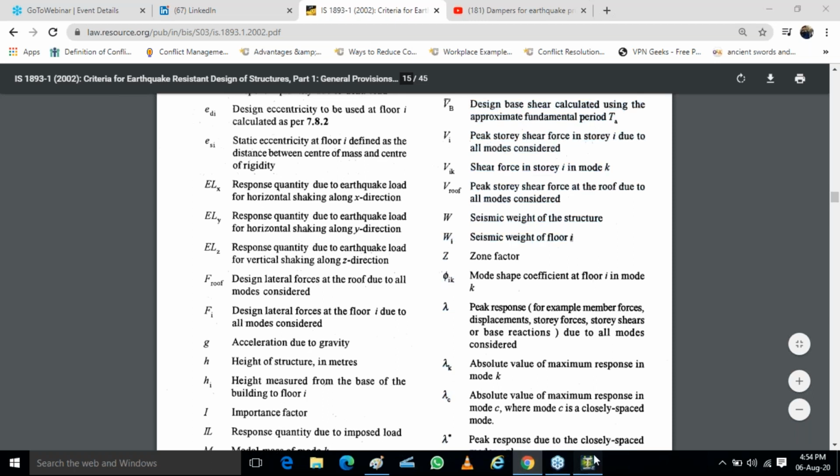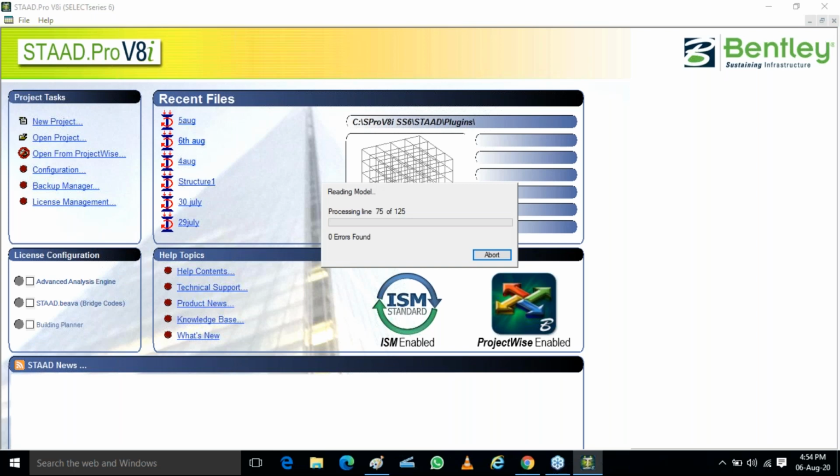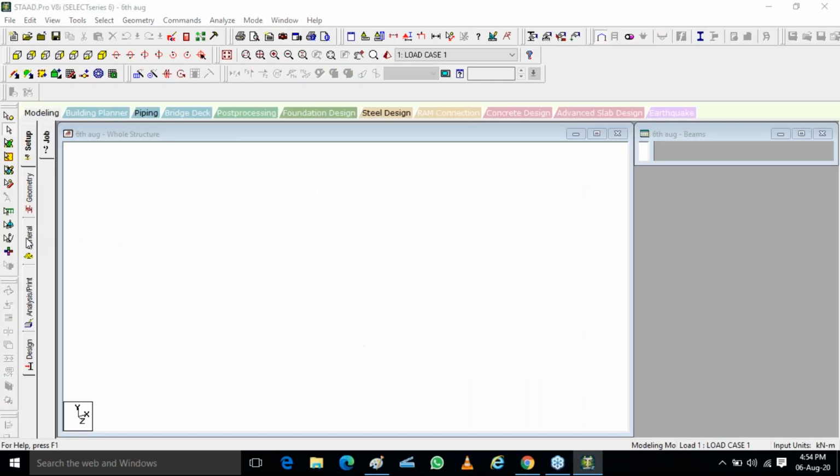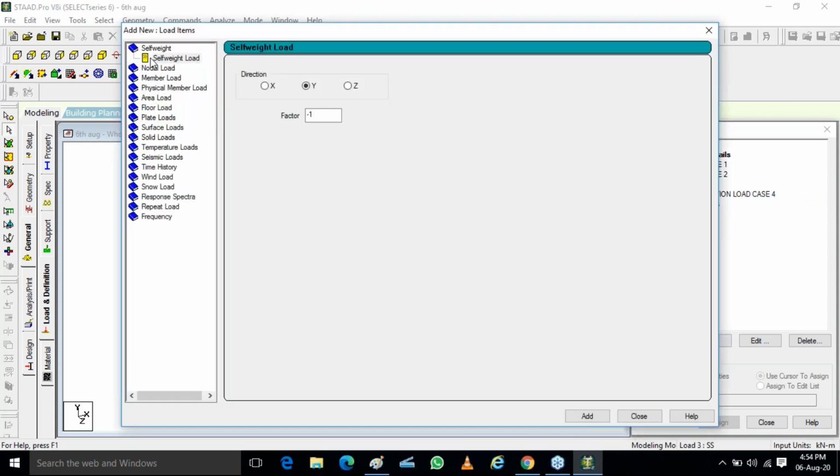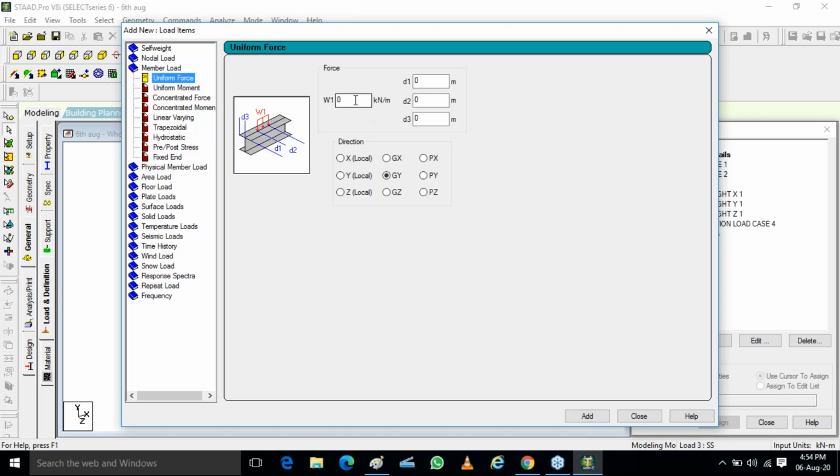I haven't defined this. To define this, in the seismic load or response spectrum, I forgot this step. In your response spectrum analysis, before defining the response spectrum, once you delete it, you go to add in seismic load, and you have to add self weight in all the three directions, keeping this as 1, to define the WI. Along with that you can add member weight also or floor load also. I'll define member weight of 13 in global X, global Y, and global Z.